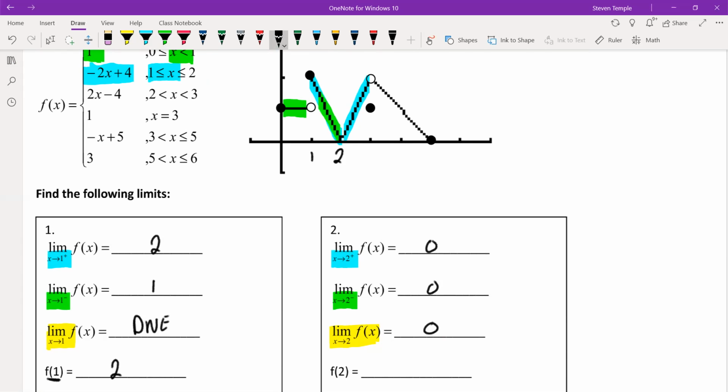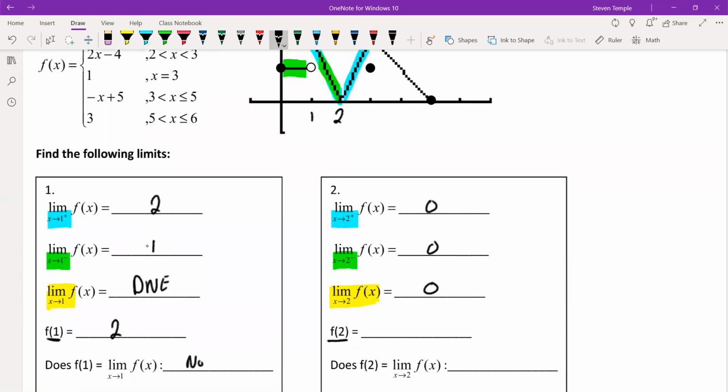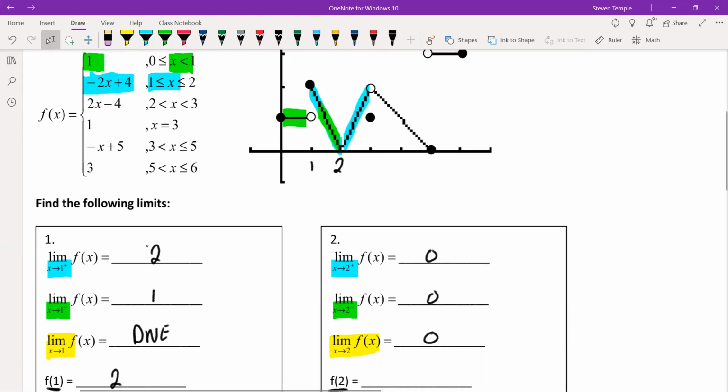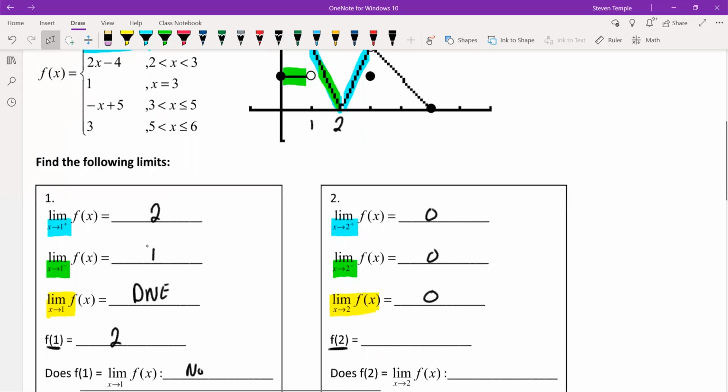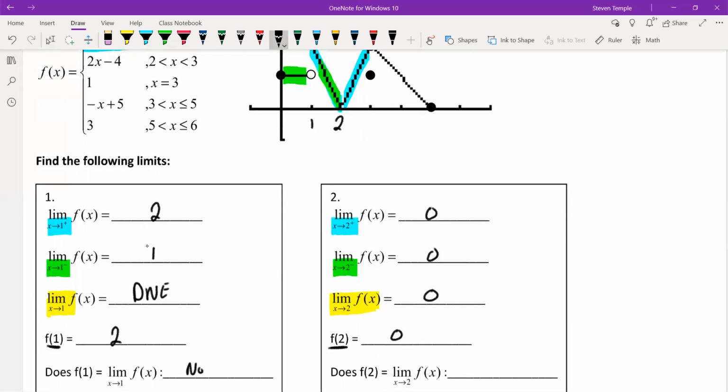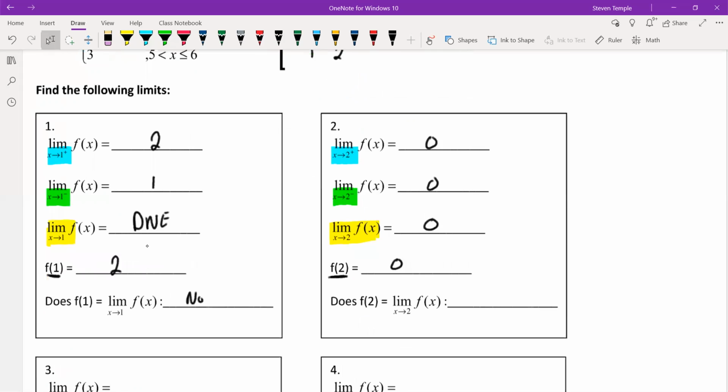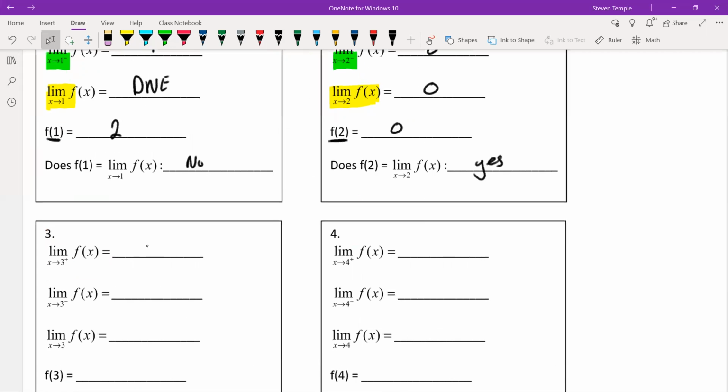So what is the exact value at f of 2? The exact value, not when it approaches. Now, I don't have an overemphasized dot like I do on f of 1, or even like f of 3, right? So I don't see that big old dot, but it's there. I don't have to overemphasize it like I did in the other ones, and that is going to be a 0. So what does this tell me? Does f of 2 equal that limit? Yeah, it does. So yes.